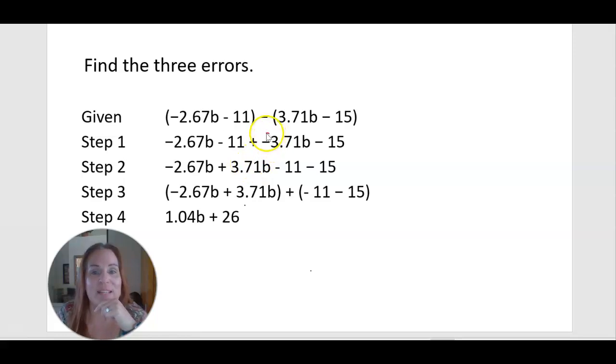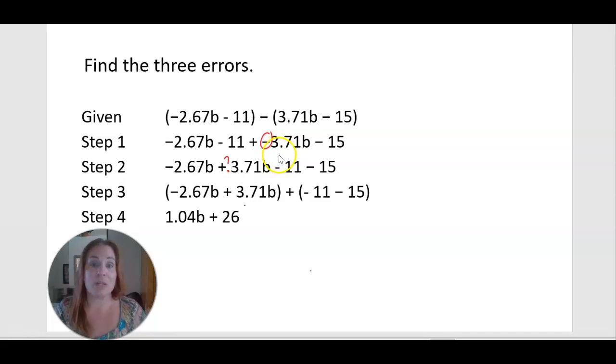It was a -3.71b, and now it's positive. Where did the negative go? They just dropped it. So the second mistake here is that the negative was just dropped, right? The negative, they forgot to write the negative when moving the term.